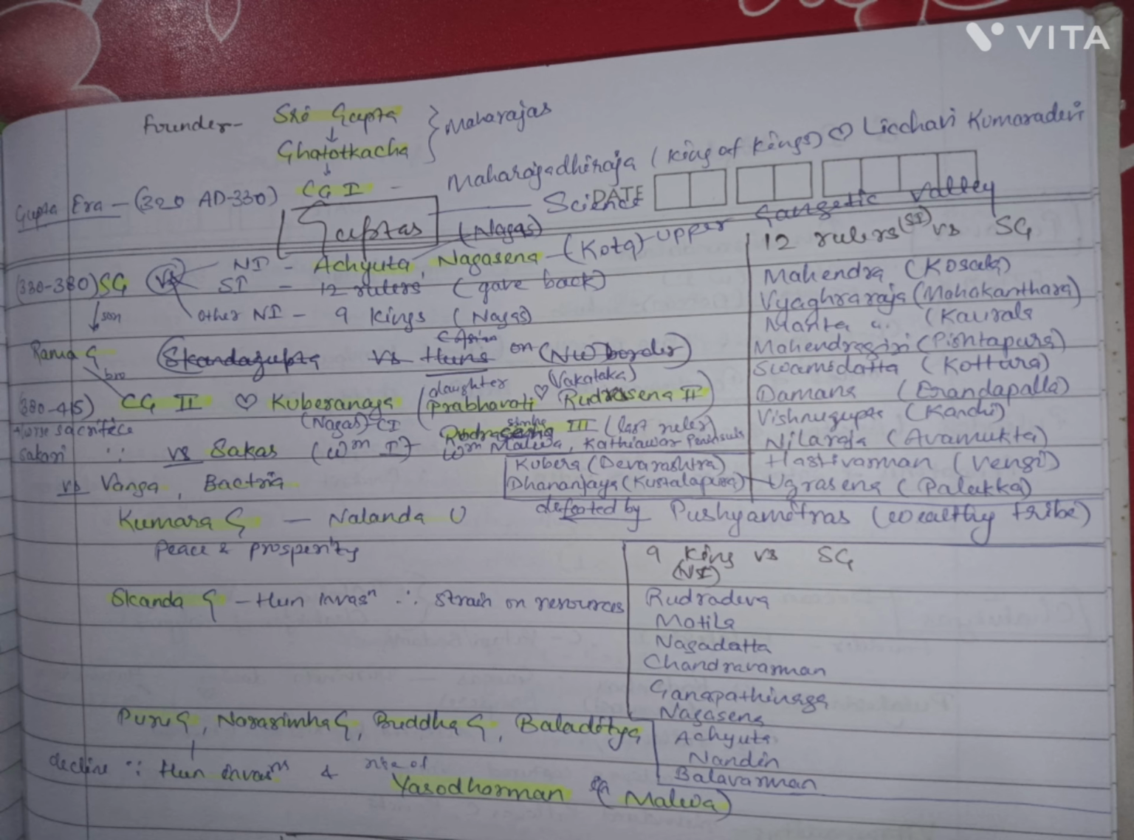Fa-Hien mentions the unsatisfactory state of some of the Buddhist holy places like Kapilvastu and Kushinagar. Buddhism must have been spreading more in Kapilvastu and Kushinagar. According to him, the economic condition of the empire was prosperous.